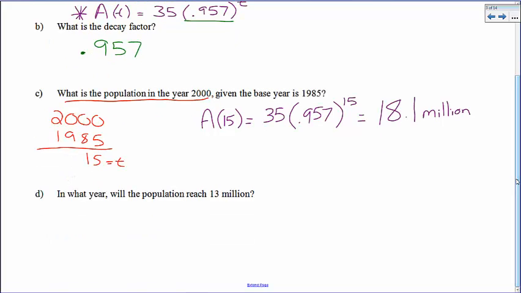In part D, we are asked to find in what year the population reaches 13 million. In other words, we are looking for a value of t when the final value is given. To solve this by hand would take a lot of manipulation, but luckily, we can solve it much easier using the table function in our calculators. Start this problem by rewriting your equation with y and x taking the place of A and t respectively.